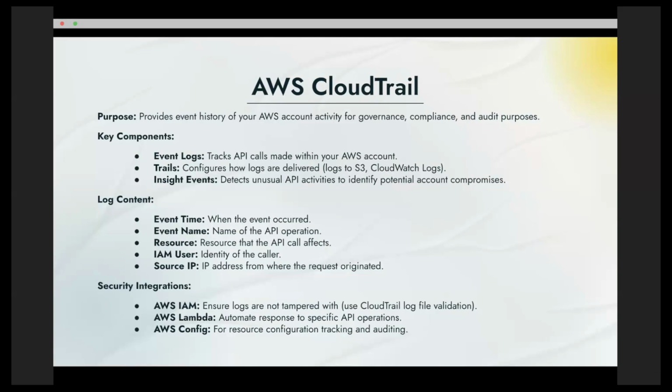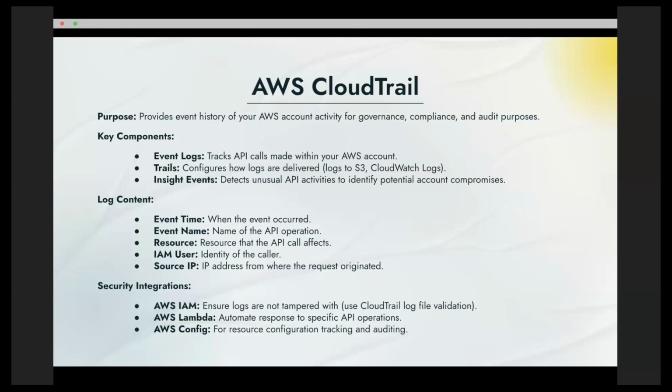You need to enable it, so that it detects anomalies, or unusual API activities, and can identify potential account compromise. The log content for the CloudTrail log gives you the event time, name, the resource that the API call affects, of course the IAM user, the identity of the caller, and the source IP from where the request originated. You can always integrate these CloudTrail logs with CloudTrail log file validation, which will ensure that your log files are not tampered with after they are delivered, say, for example, to S3.